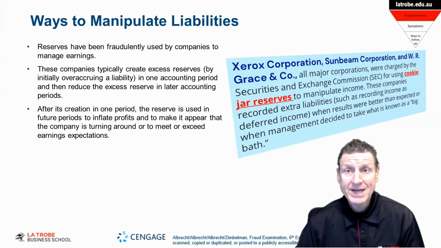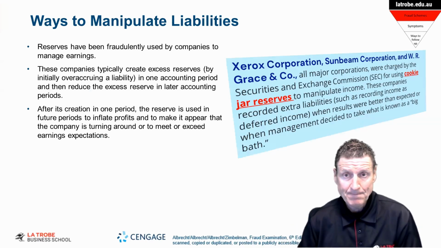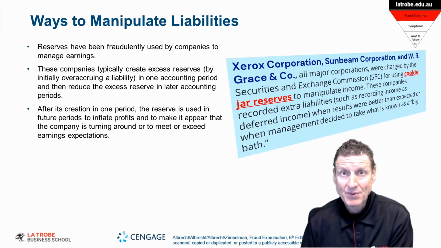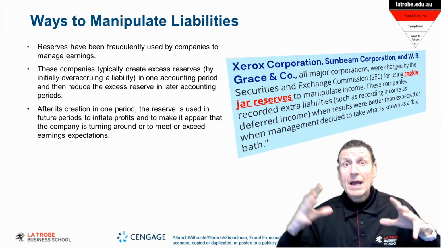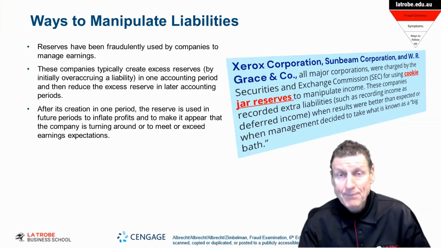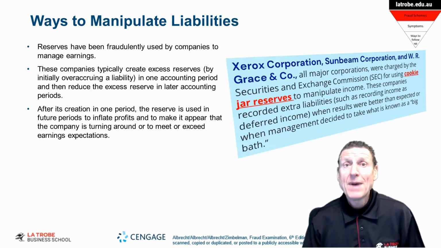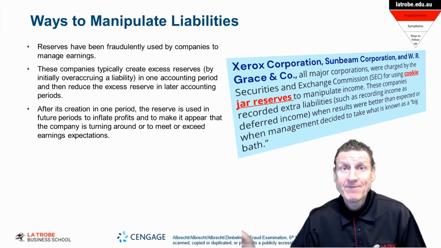A big bath meaning, let's move our income as much as we can into deferred income, right? So you're going to debit income, you're going to credit deferred income, then make the liabilities ginormous deliberately to show that, wow, our operations, our revenue are really, really bad this period. But we've got a strategy. We're going to do better in the coming 3 to 5 years.